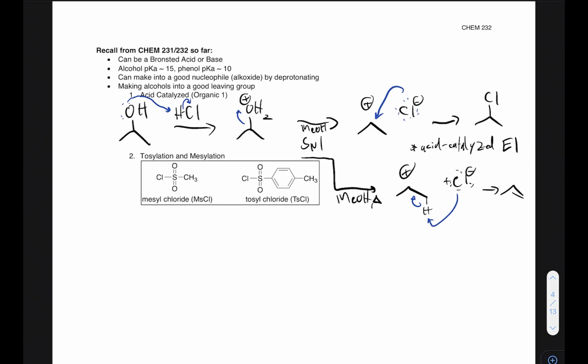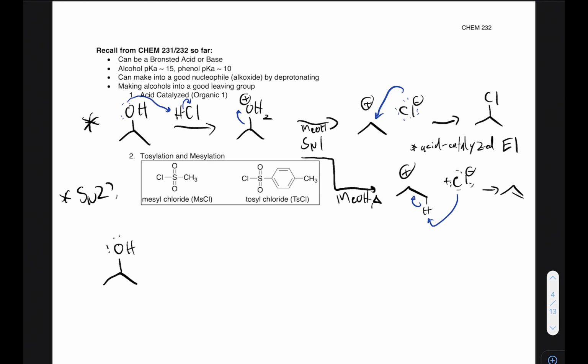So something else we can do, because this is relevant for SN1 and E1, what about for SN2? How do we make alcohol a good leaving group? So we can use these groups here, called mesyl or tosyl groups, to facilitate alcohol leaving. So how does this work? And this might be something you've seen in Orgo 1, depending on when you took it, but we're going to review it and cover it now, either way.